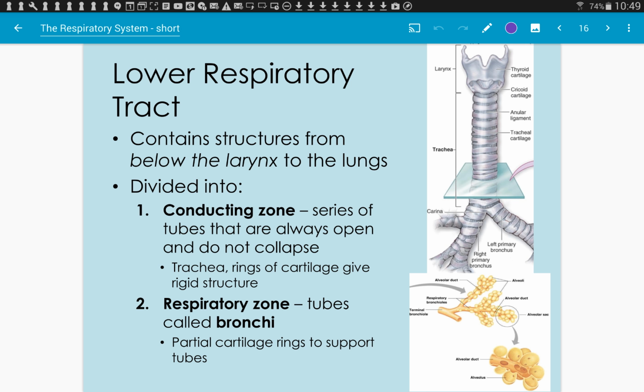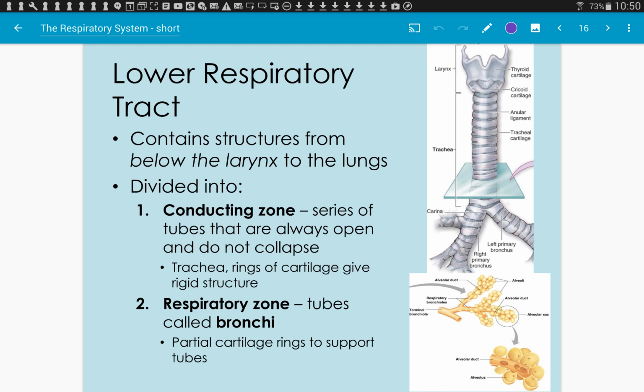Okay, so we're just going to begin the lower respiratory tract. Most of the respiratory tract is the lower respiratory tract. It's everything from below the larynx all the way down to the individual alveoli where gas is being exchanged. We can divide it into two major sections. Still the same, which makes life a little easier. So divide it into your conducting zone, and then the respiratory zone. Two zones within your lower respiratory tract.